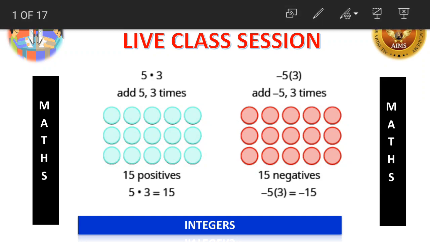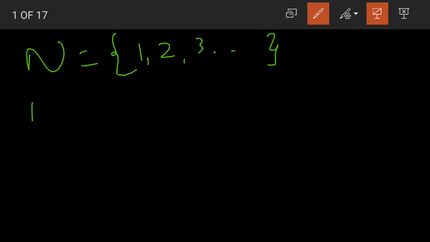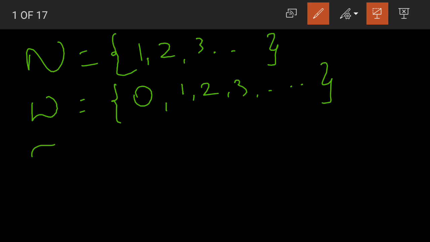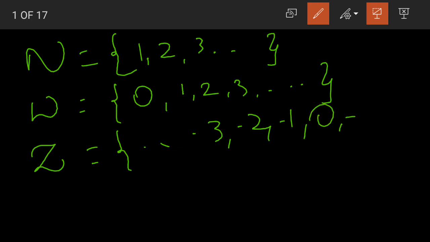But before going into more about integers, I'd like to do a quick recap of what we have learned in the previous class. We've learned about natural numbers. Natural numbers start from 1 and continue till infinity. And we've learned about whole numbers. Whole numbers are 0 along with the natural numbers. And when it comes to integers, we have negative numbers, 0, and then positive numbers.